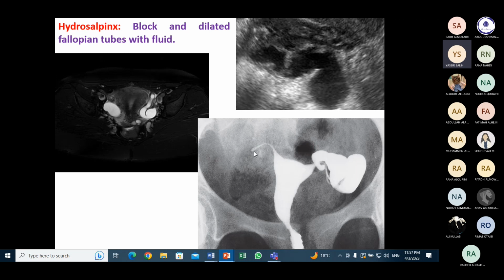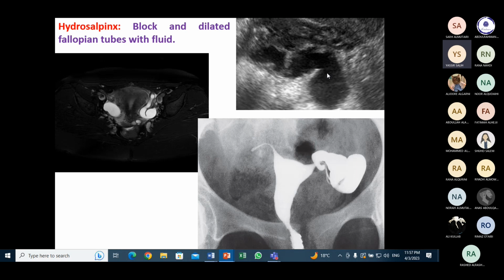The right fallopian tube is blocked at this point, and there is no peritoneal spill of contrast. There is no intraperitoneal cavity spill of contrast. And also the other fallopian tube is grossly dilated, meaning there is a blockage, and there is no free spill of contrast. This is hydrosalpinx, a term used for the description of a dilated tube.